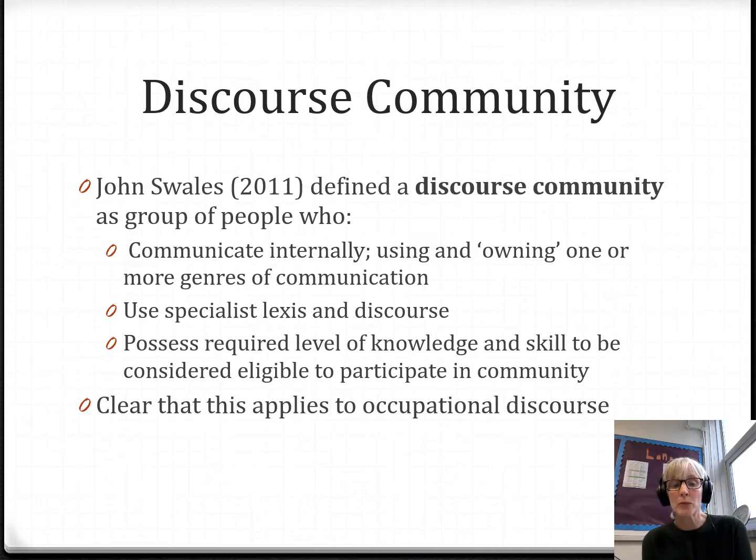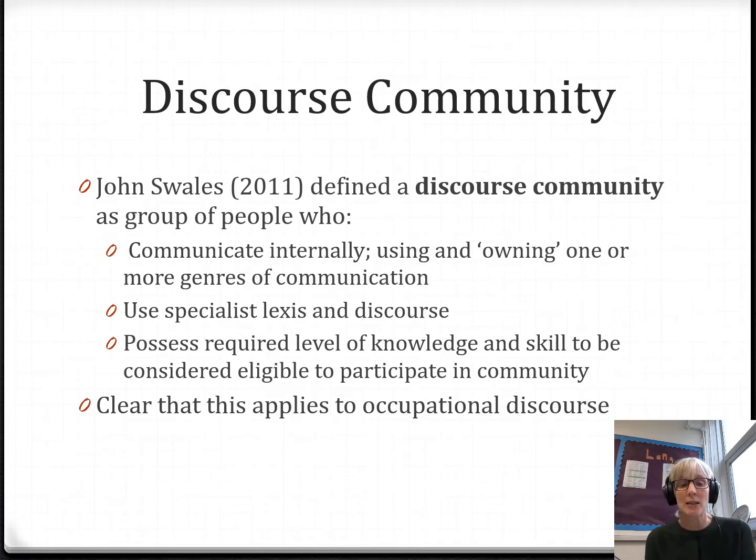They will use specialist lexis and discourse. So teachers will have a whole bunch of words. Either the lexis or the semantics are specific to the educational context and their jobs. And they will also have specialist discourse, for example, running a class. That's a certain kind of discourse structure that only happens in the teaching profession.